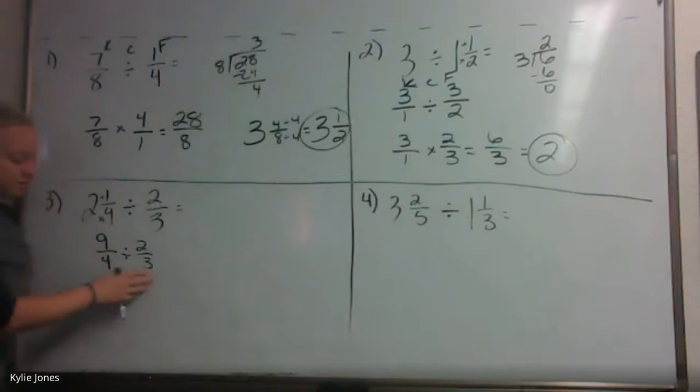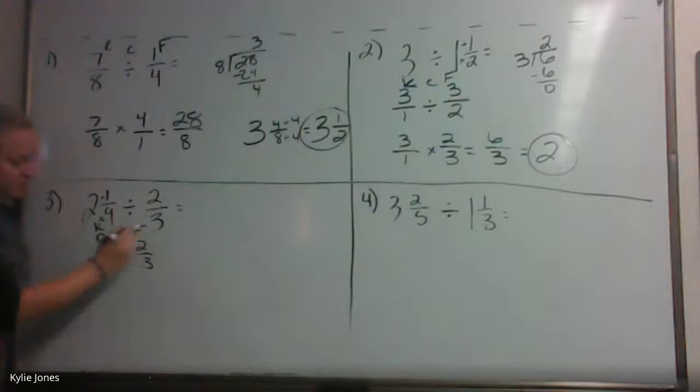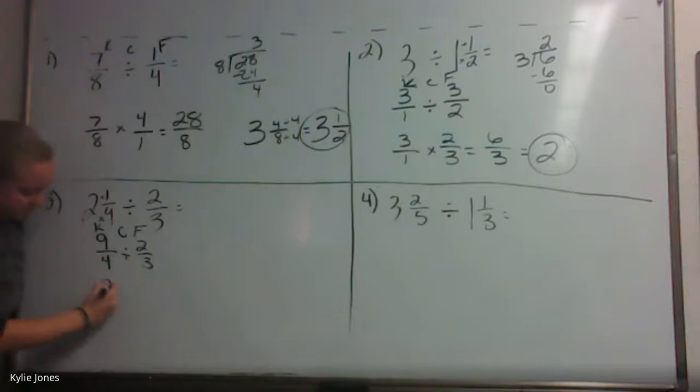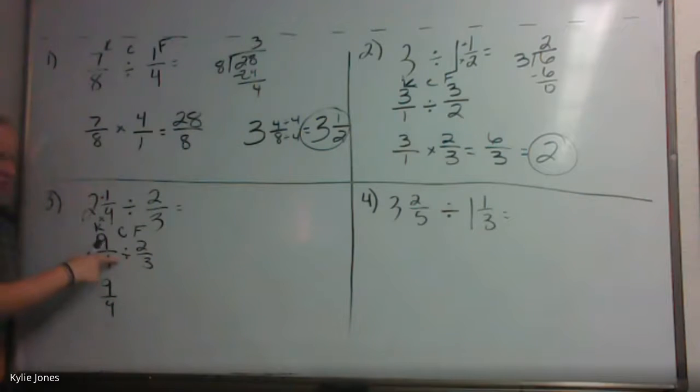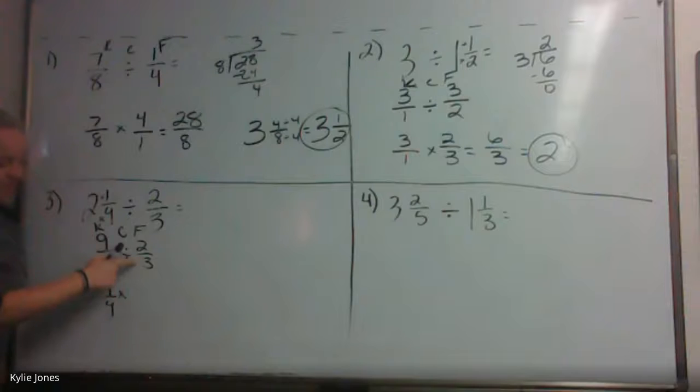Now we can do what? KCF. Keep, change, flip. Keep our 9/4 the same. What do I change division to? Multiplication. And what does 2/3 flip to?